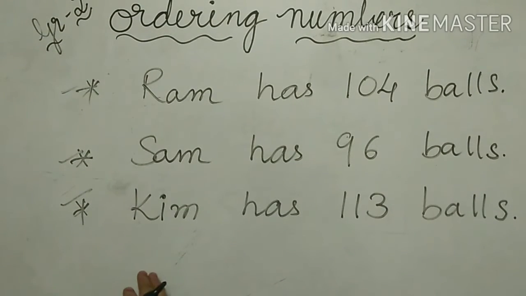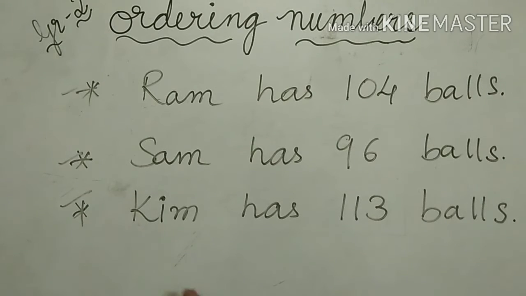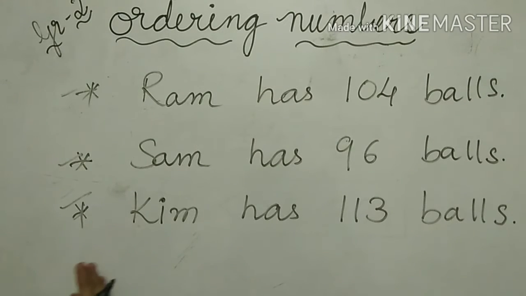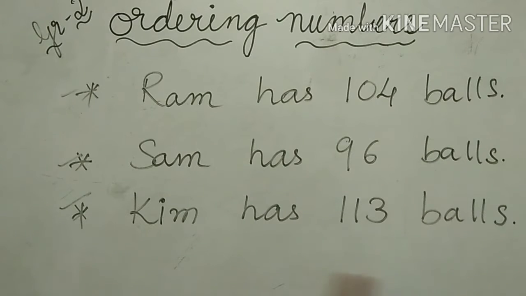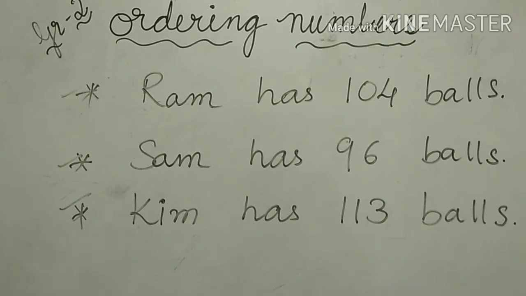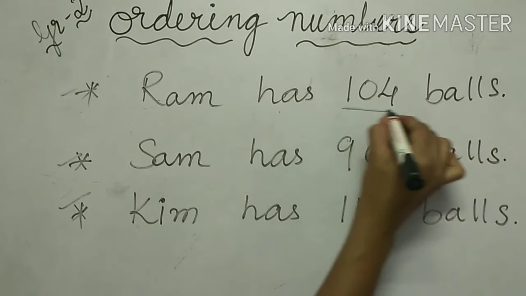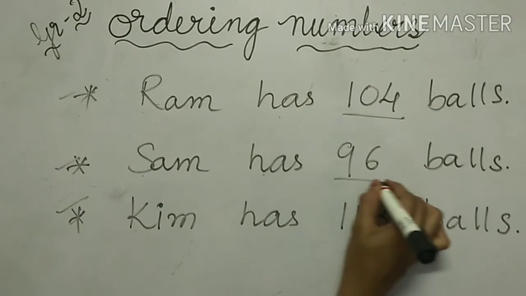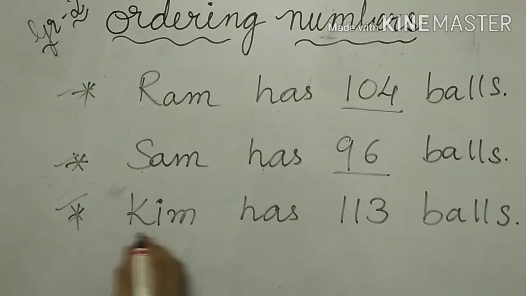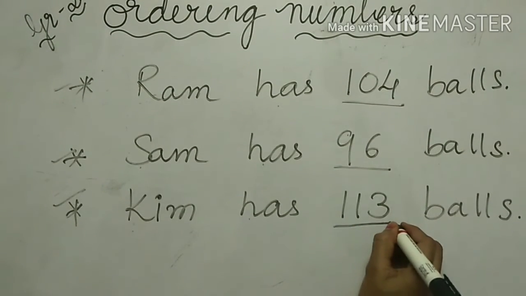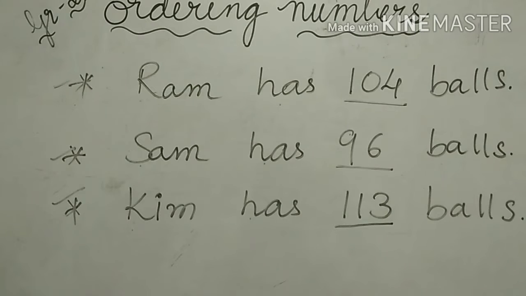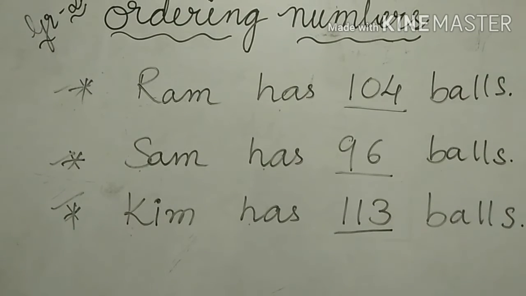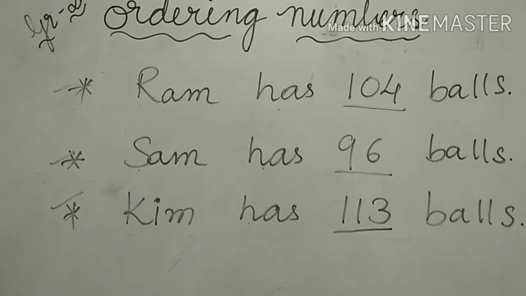Here we have to arrange the numbers in order, from small number to big number, by using the greater than and less than symbols. Okay, first we have to read the statements. Ram has 104 balls. Sam has 96 balls. Kim has 113 balls. To order the numbers, first we have to compare them by using the place values.